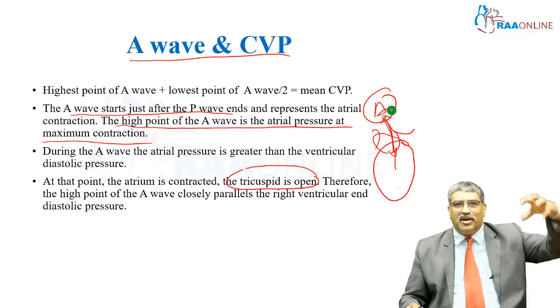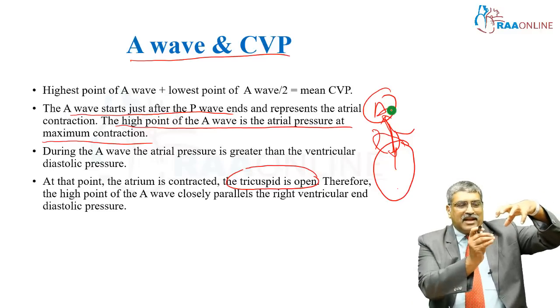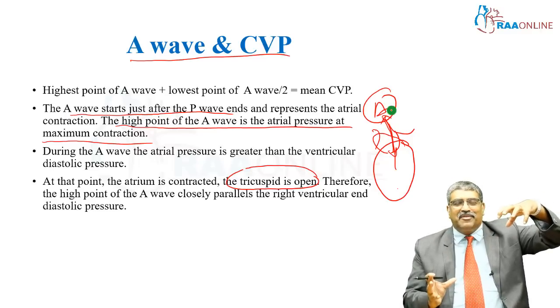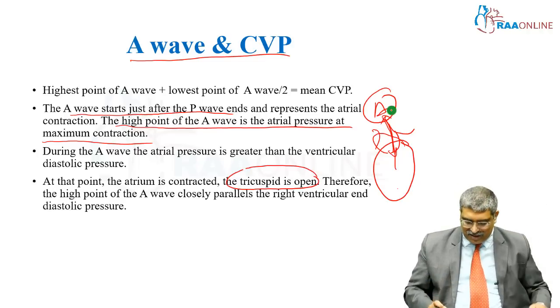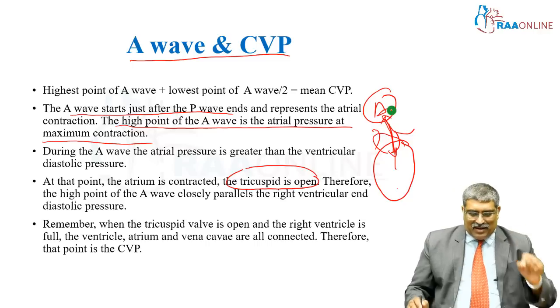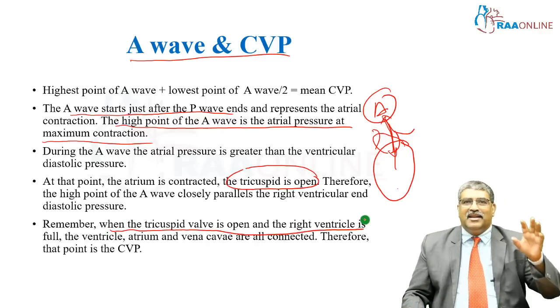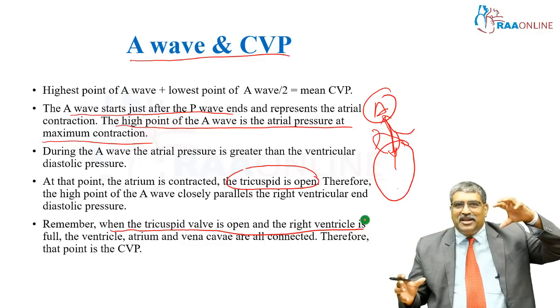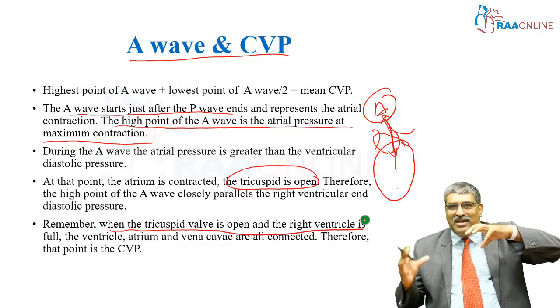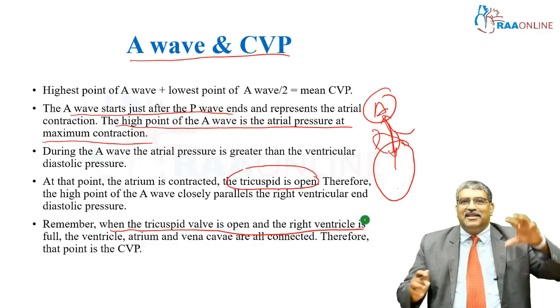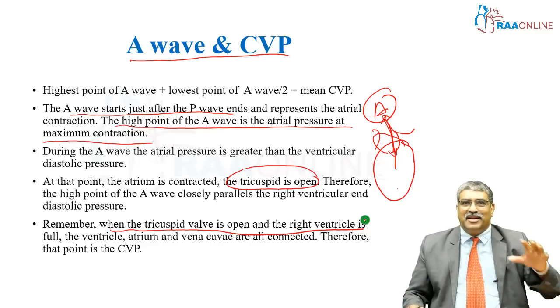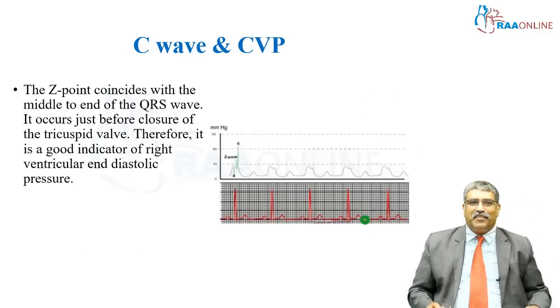That is very important. Your atrium is contracting, the tricuspid valve is open and it reflects the right ventricular end diastolic pressure. Remember, when the tricuspid valve is open and the right ventricle is full, the atrium, tricuspid valve and ventricle are in connection. Therefore, this point represents the CVP.